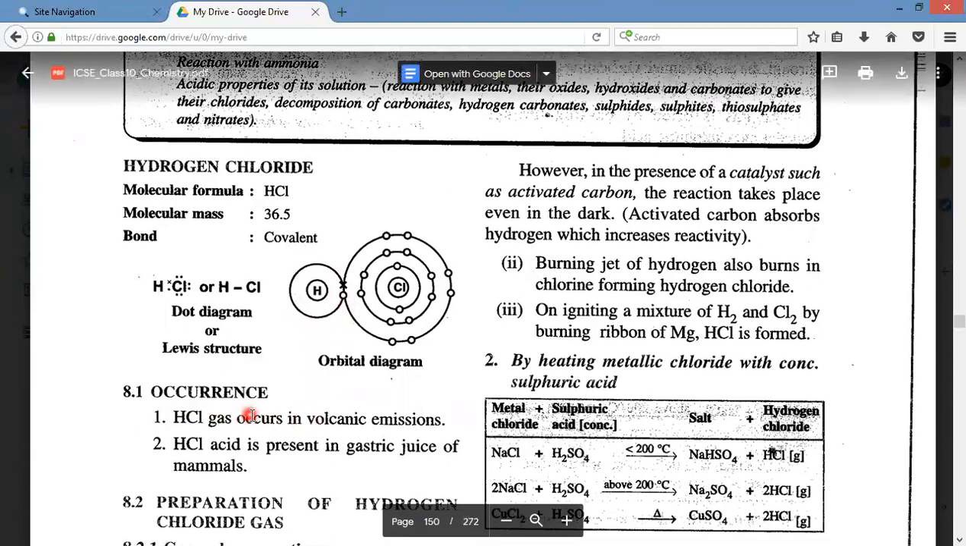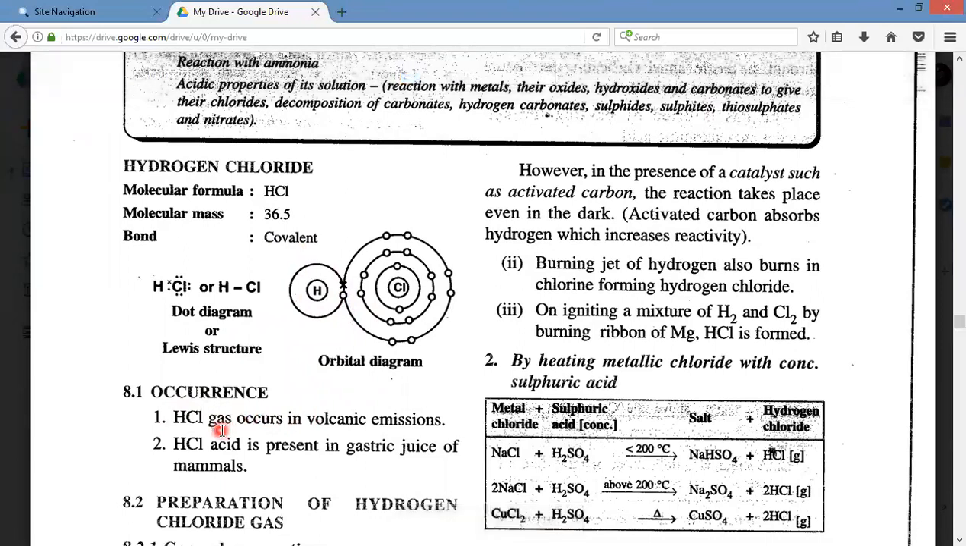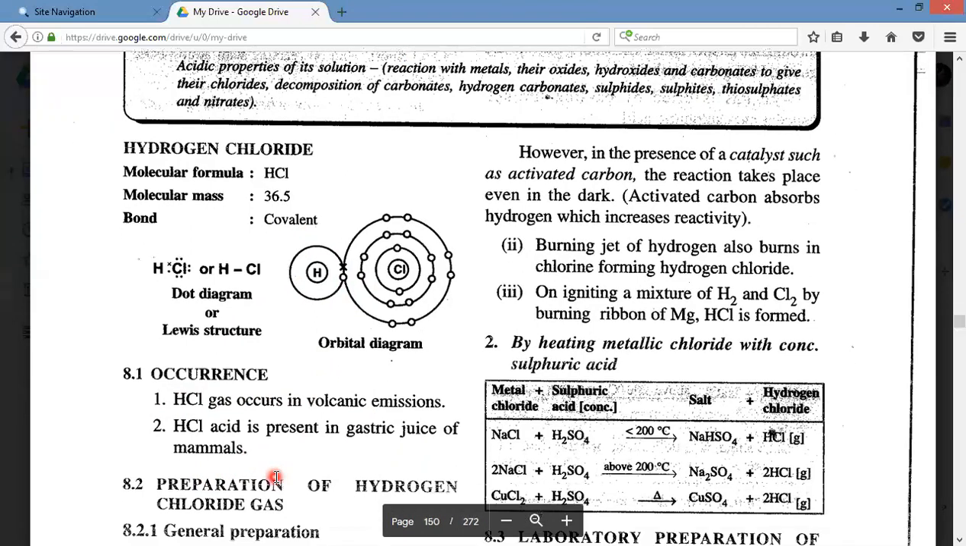As for the occurrence of hydrogen chloride gas, it occurs in volcanic emissions, and it is also present in the gastric juice of mammals. The percentage in mammals is 0.2 to 0.4%, and it helps in digestion.